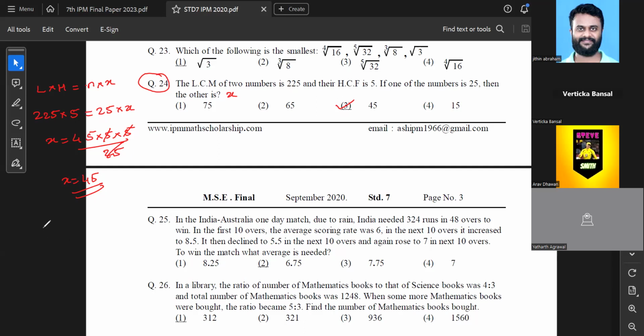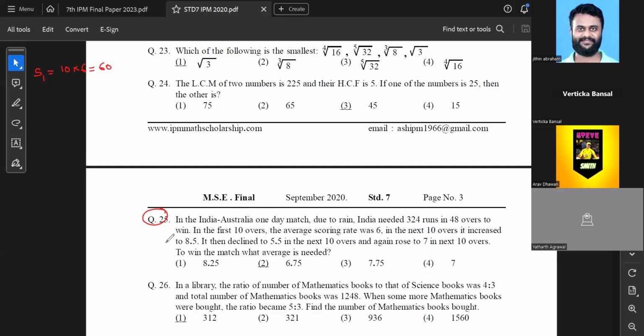Let's go for the next question, dear children. That is question number 25. In an India-Australia one-day match, due to rain, India needed 324 runs in 48 overs. In the first 10 overs, the average scoring was 6. Obviously, that is 6 per over, which means in the first 10 overs, the total scored, I'll write the sum of the first 10 overs as S1, is 10 multiplied by 6, that is 60. That is the total score in the first 10 overs.